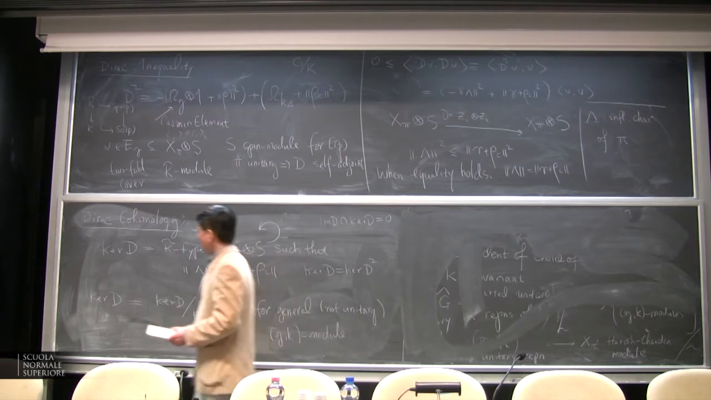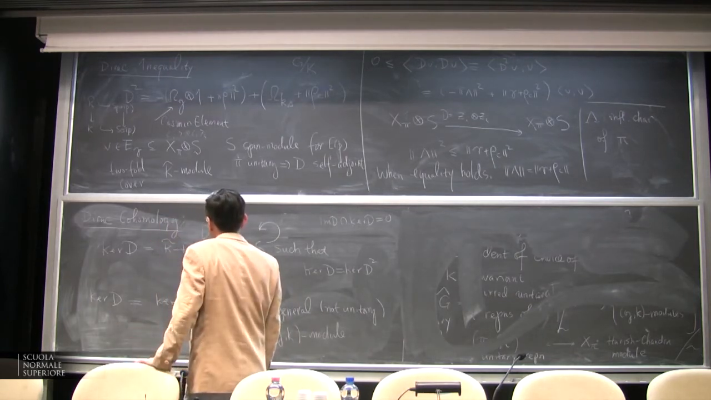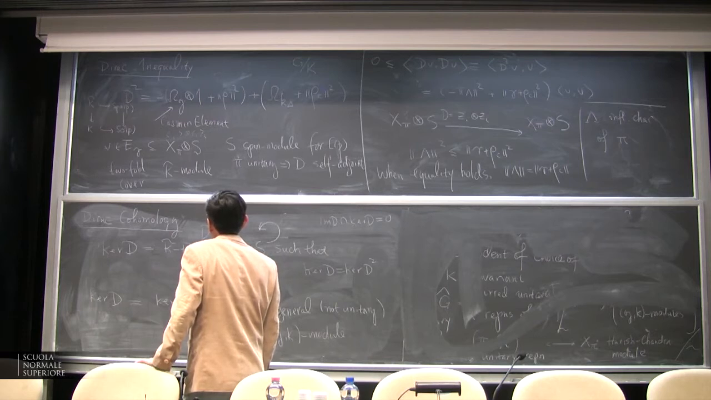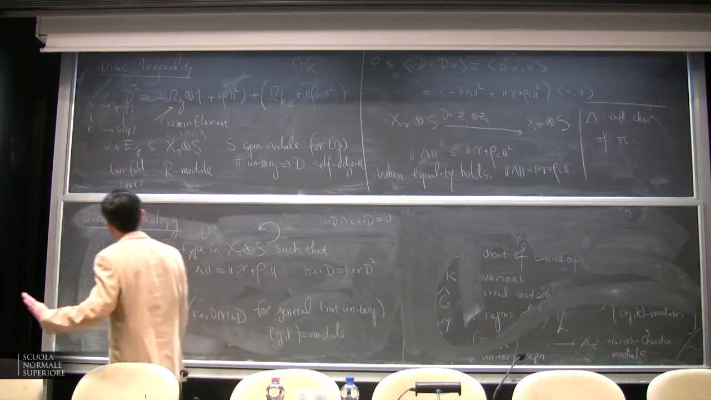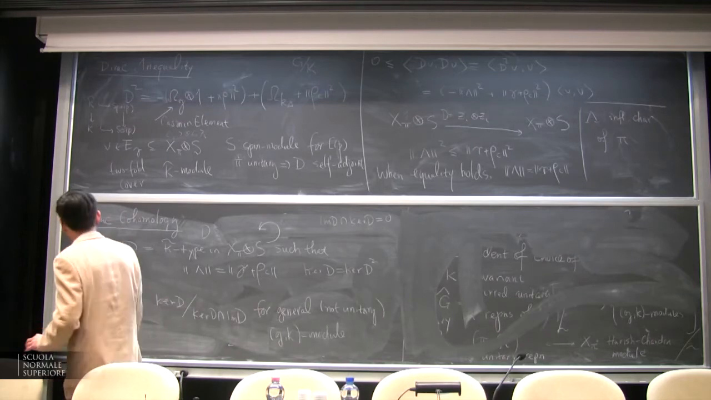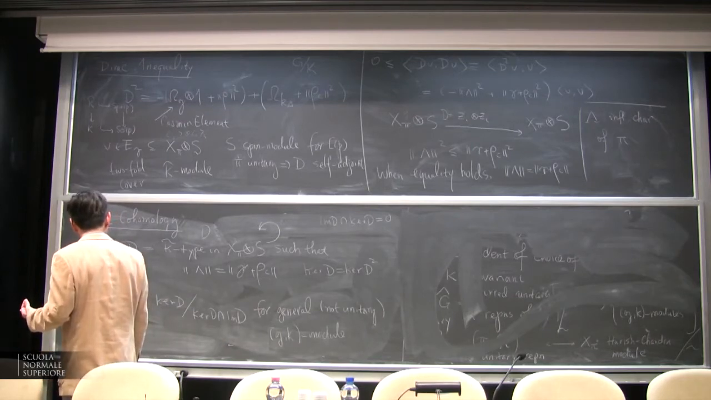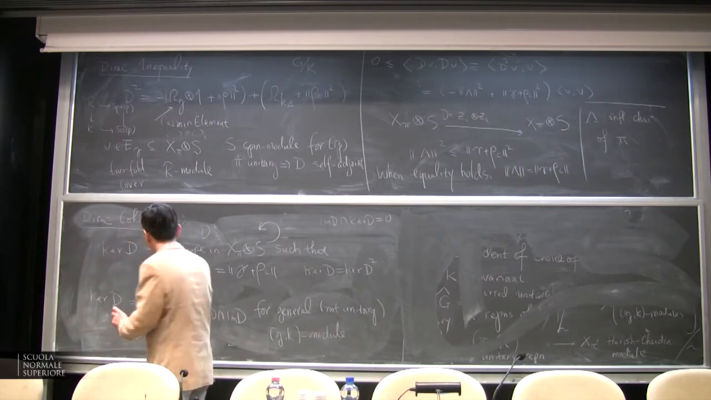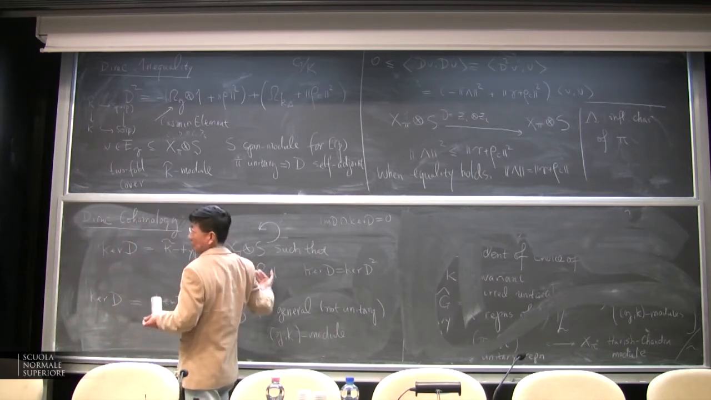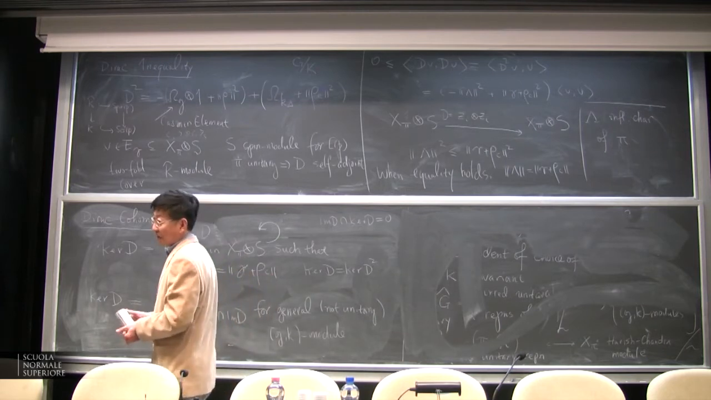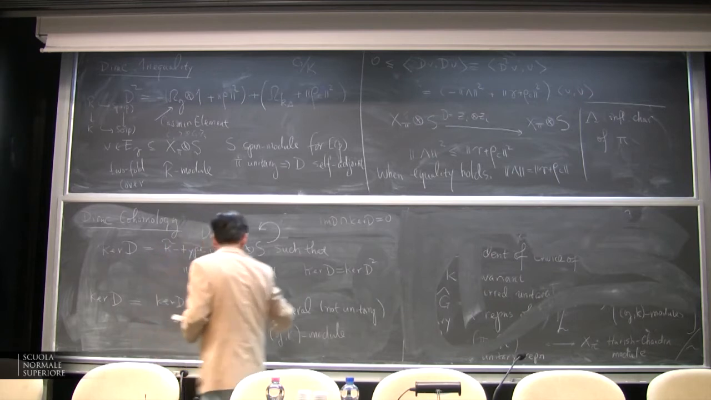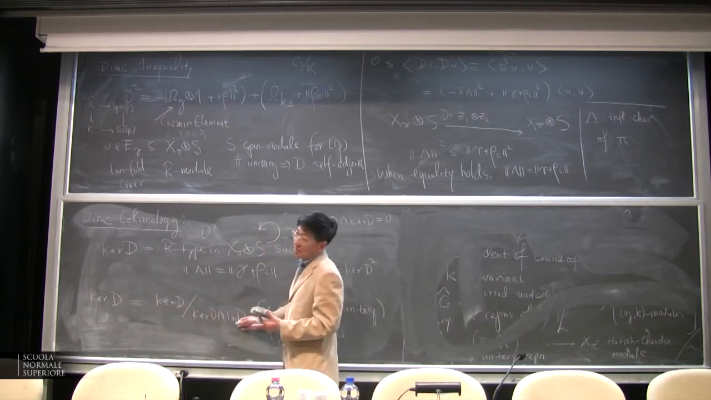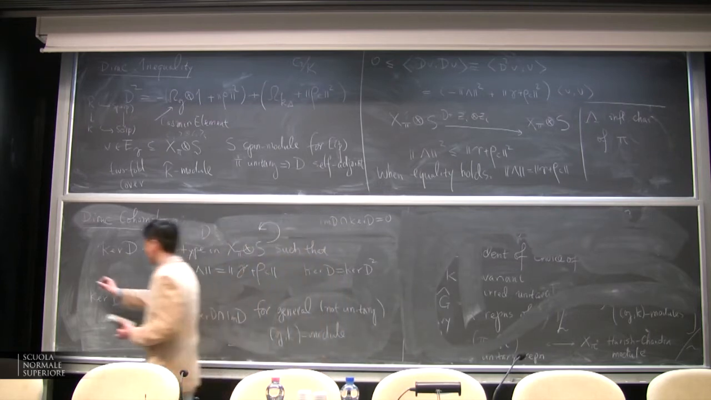So you can think the Dirac cohomology is just defined as the kernel of D on this. You have four D's on the board, right? One on the top line and three on the bottom line. Are they all the same? Can you say the kernel of D in the first line and the kernel of D in the second line, do they mean the same? Yeah, it's the same. Because the first one is D on the unitary modules. The second one is not necessarily a unitary module. If it's not necessarily a unitary module, then the kernel and the image may not be zero. So this is in general.